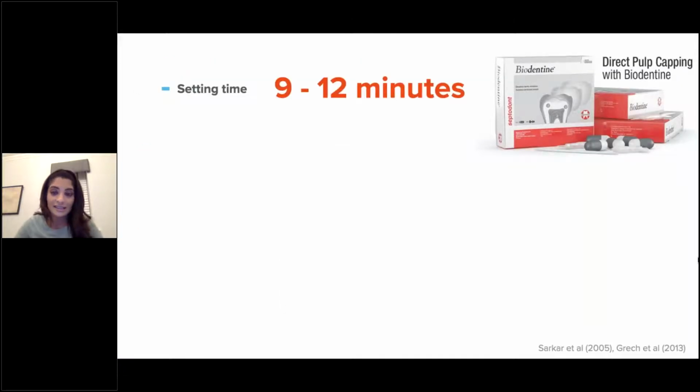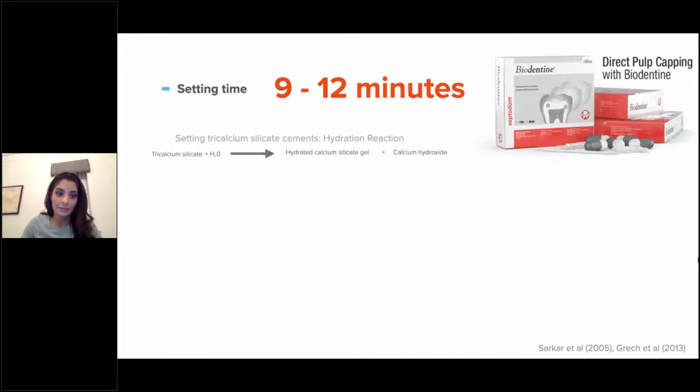Another advantage is that the setting time of biodentine is 9 to 12 minutes, which is a lot faster than any other tricalcium silicate on the market. Not those that are light cured, but any normal one, for example, MTA.